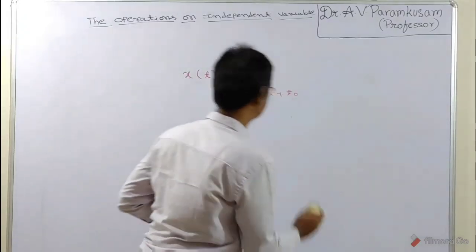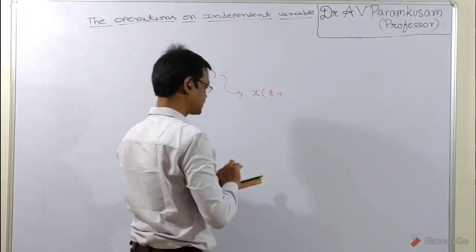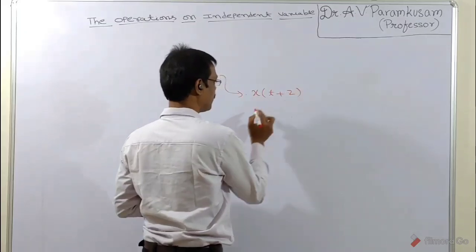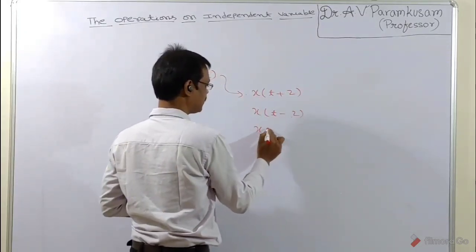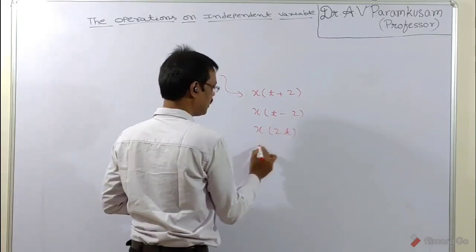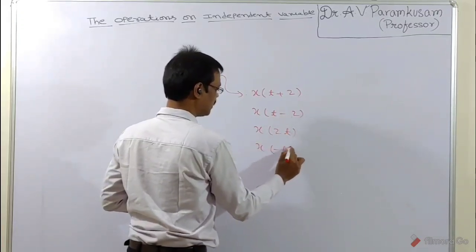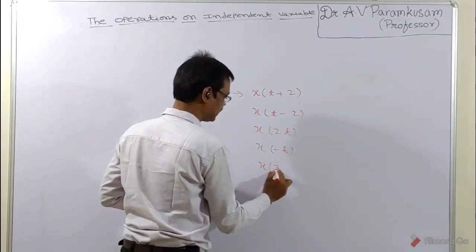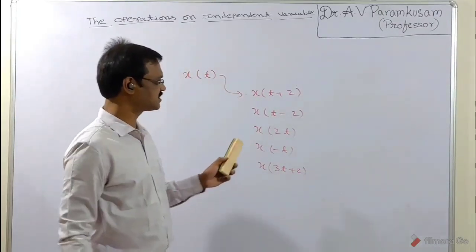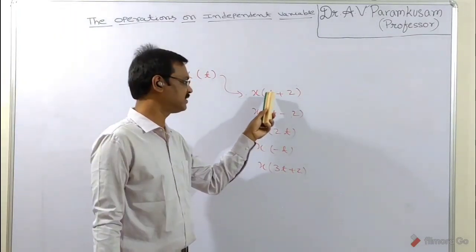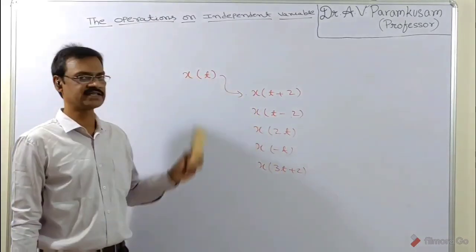Simply x of t plus 2, or x of t minus 2, or x of 2t, or x of minus t, or simply x of 3t plus 2. So let us discuss how we obtain these signals from the x of t.